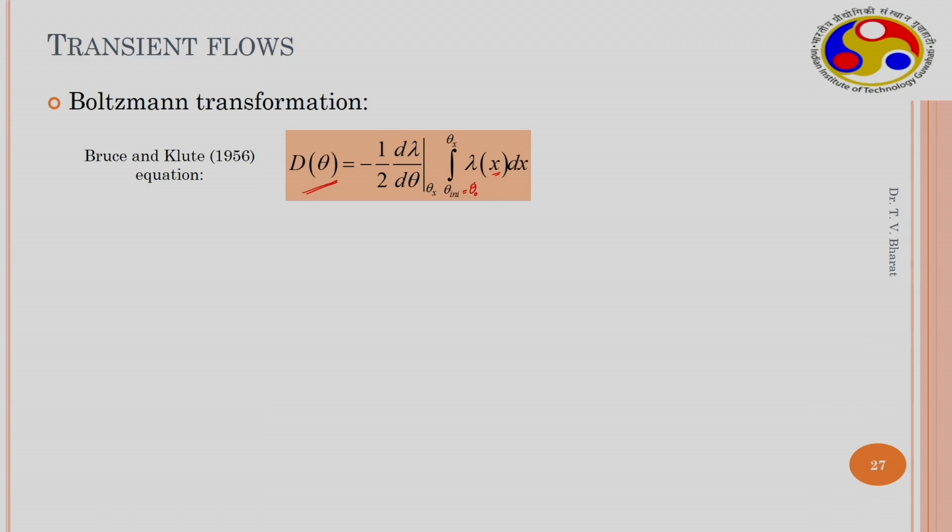So, if we solve this, we get D of theta, the diffusivity variation with theta. D is the hydraulic diffusivity, which has units of meter square per second, we discussed earlier. How to solve this particular equation is the question. Now, we need to conduct an experiment for obtaining theta of x and t.